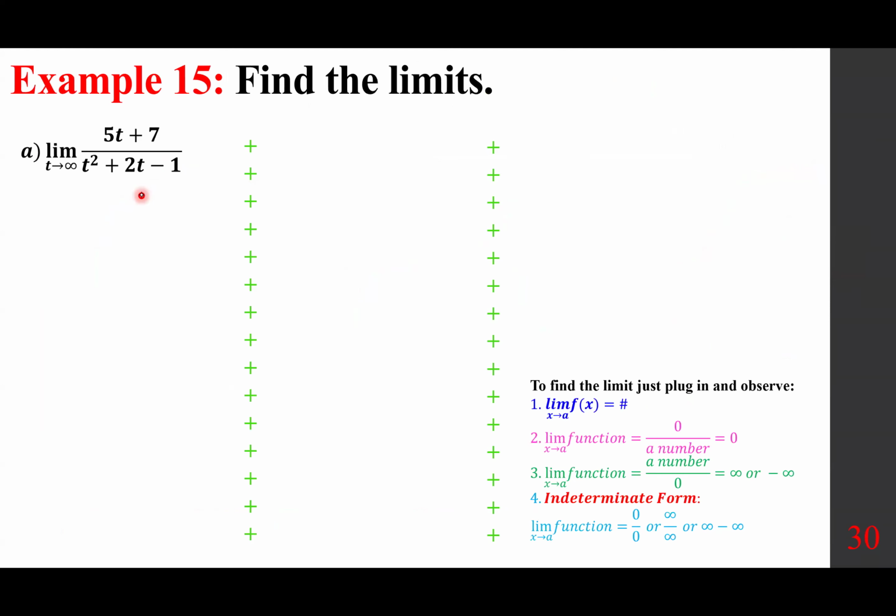All right, I want to find the limits, and I'm going to remind everybody to find the limits, just plug in and observe. If the limit of f of x as x approaches a is equal to a number, you're done. If that is 0 over a number, it's 0 and you're done. If it's a number over 0, it's infinity or negative infinity. And you have to figure out which one. We'll go over that. And most of the time, we come up with the indeterminate forms of 0 over 0, infinity over infinity, infinity minus infinity, and so on. So that's important to understand.